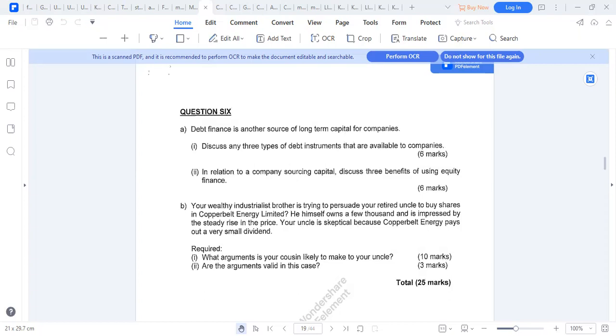Number 1, bank loans. Bank loans are the most traditional and popular form of debt financing. And these ones are usually available in different sizes. We have short-term, intermediate, and long-term, depending on the borrower. We also have corporate bonds. These are debt securities issued both by government and corporations, which investors use to do what? To raise debt capital.